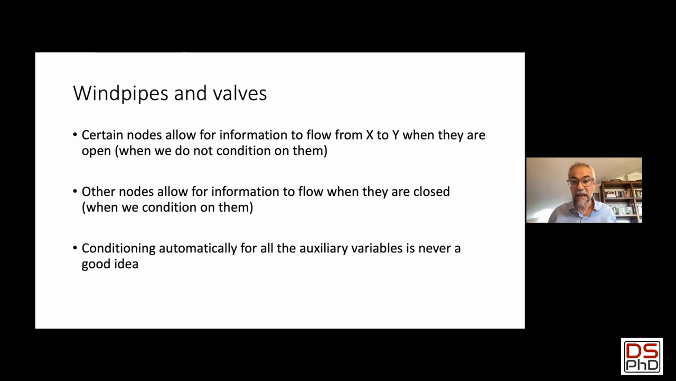And so conditioning automatically on all the auxiliary variables is never a good idea. If I want to see the effect of X on Y and I have many variables in my mechanism and I decide to stratify on all variables, I can delude myself with a very complicated, very involved version of the Simpson paradox. So we have to understand which variables work as confounders, which variables work as colliders, which variables work as just neutral flow pipes. So we will classify nodes according to their role.